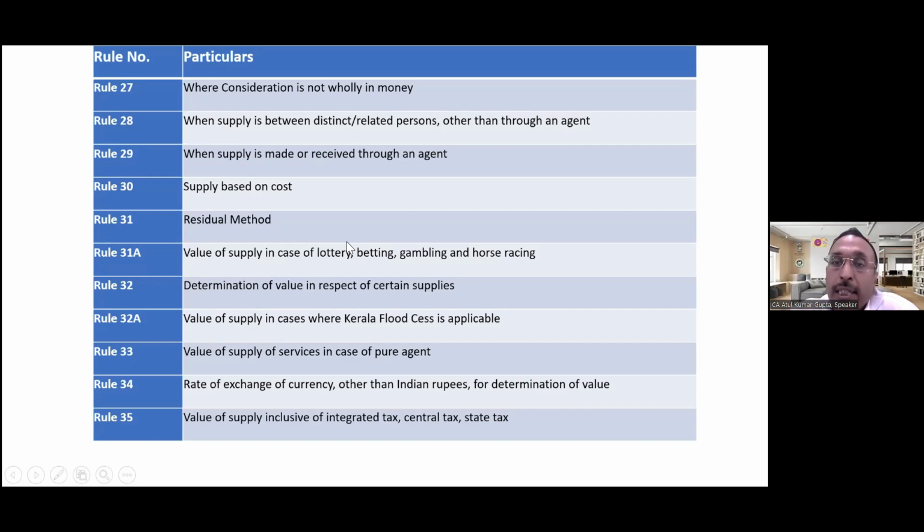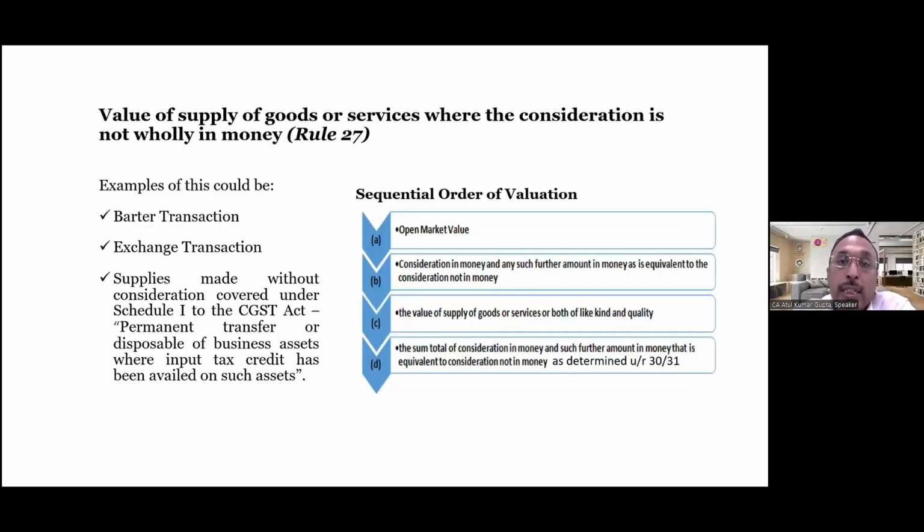So like transfer pricing, you have to calculate the arm's length price in case related party transactions are there. And then there are 6 other rules which are specifically related to lottery, betting, gambling, or in case of a pure agent, in case of foreign exchange transactions. So for the different types of transactions, the government has provided Section 15, and along with Section 15, they provided us the various rules so that we can understand the nitty-gritties of the calculation.